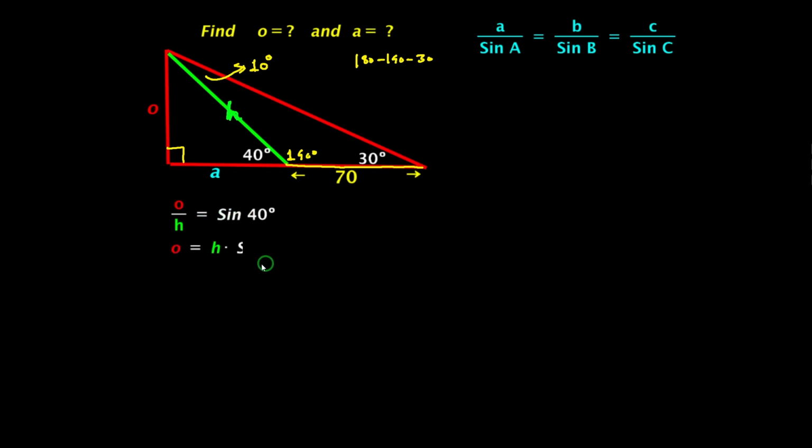Once we make the plan, life gets easier. So we just know if I can find H, O is done. Sine 40 will be done by the calculator. H, we will find later.